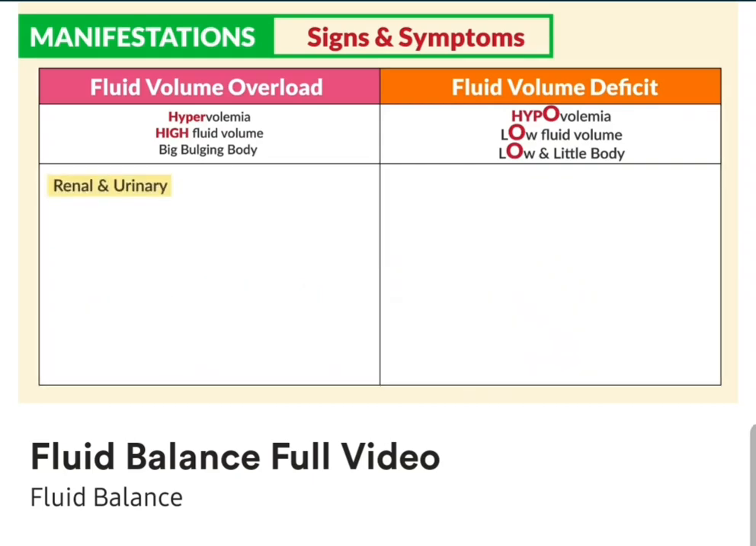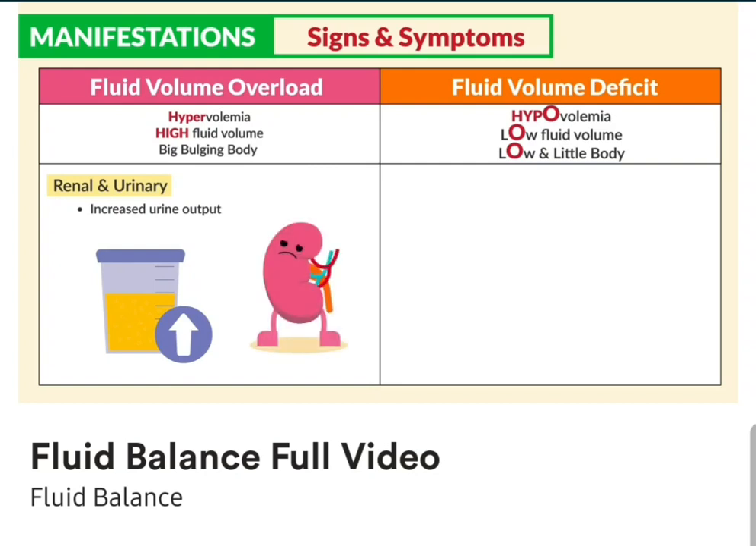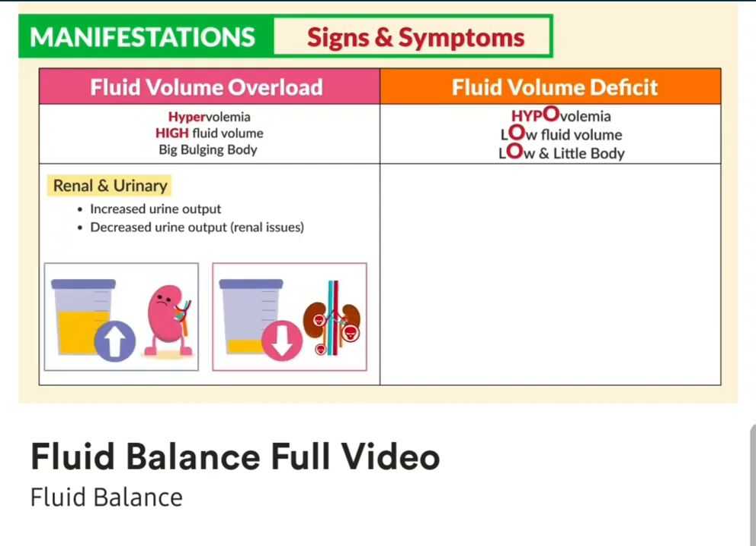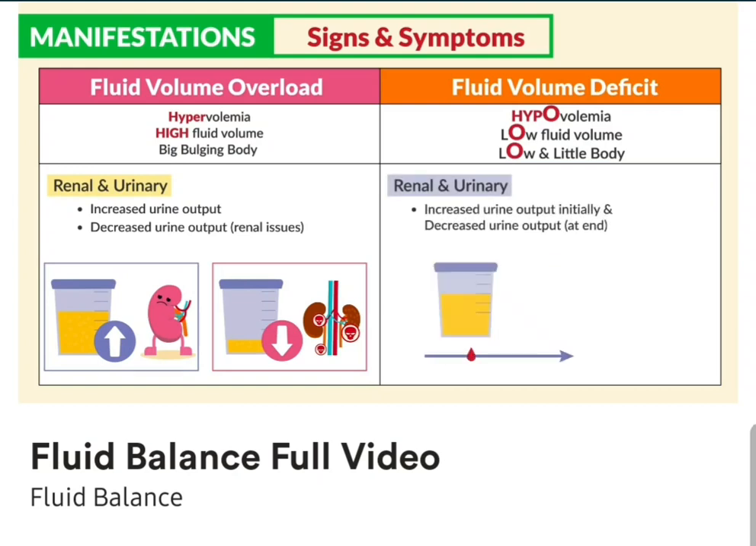Now moving on to renal and urinary. For fluid volume overload, we typically see an increased urinary output. But if the kidneys cannot compensate, then we see a decreased urinary output when the client has renal issues, for example, kidney damage. And for fluid volume deficit, we see an increased urinary output initially, followed by a decreased urinary output at the very end.